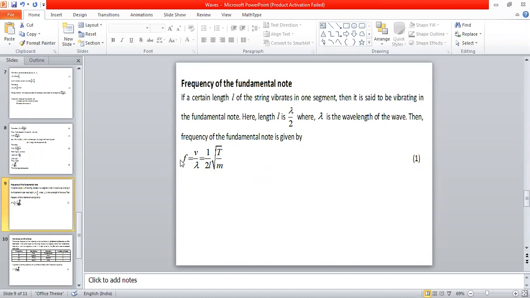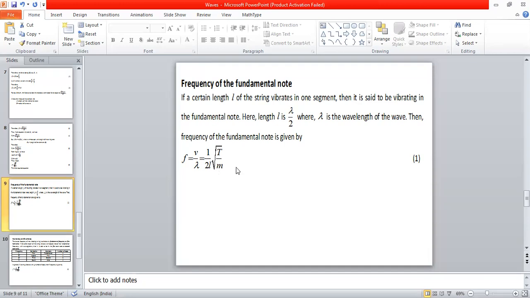So therefore the frequency of the fundamental note is given by 1 by 2L into square root of T by m. So this is the expression for the frequency of the fundamental note. What do you mean by fundamental note? When the string is vibrating with one single loop.